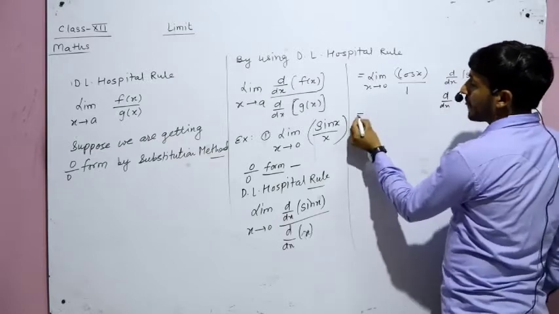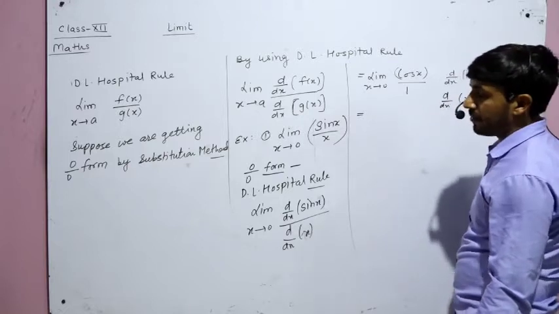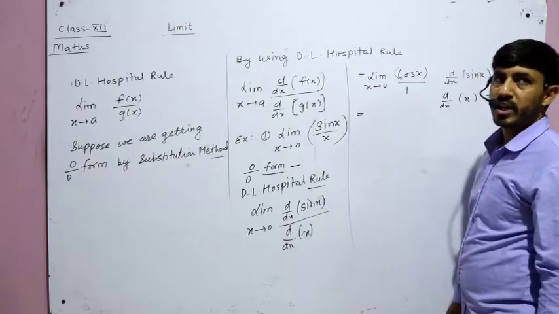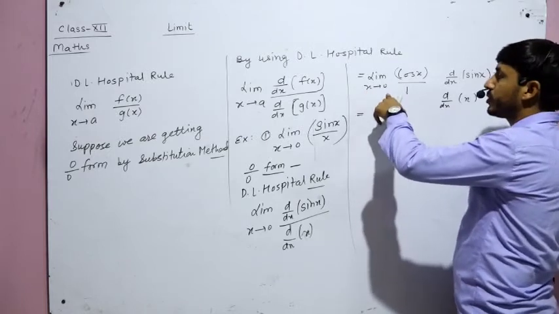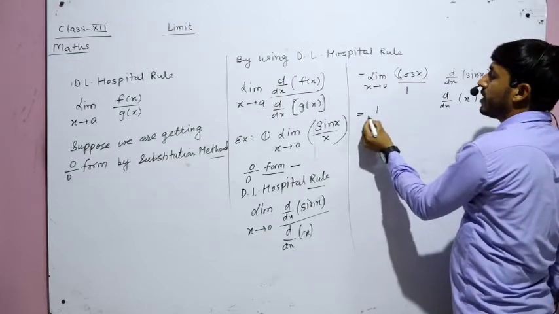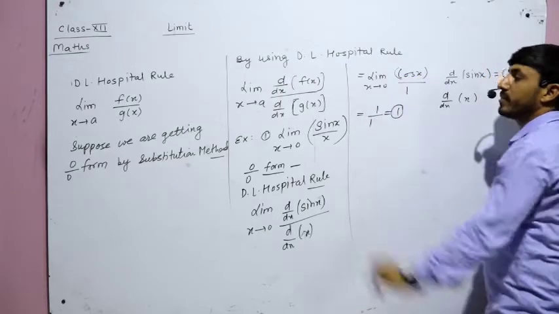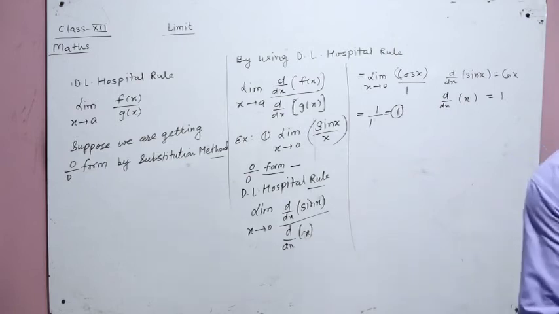We have applied the L'Hospital method. Now, as we have eliminated the indeterminate form, again we will use the substitution method. As you can see, x is tending to 0, so cos 0 is equal to 1, and 1 by 1 is equal to 1, which is the desired limit value.